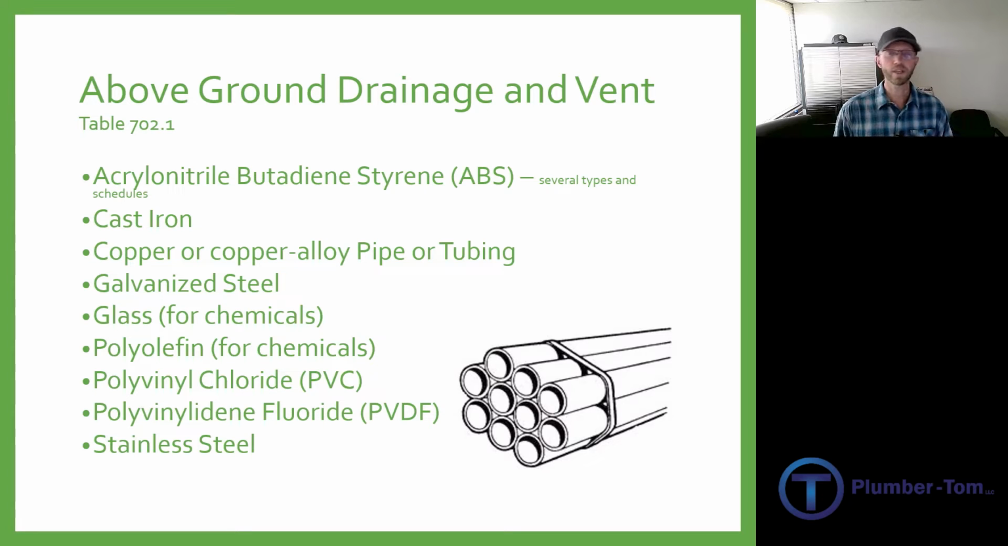But more often we see polyolefin, which is a plastic, and it's very resilient against chemicals. So for chemical systems nowadays, we use that plastic type more than glass. Polyvinyl chloride, or PVC, and this is another abbreviation, because again, we're not going to be asking for polyvinyl chloride every time we want PVC. And there's also polyvinylidene fluoride, or PVDF. And finally, we have stainless steel on the list.